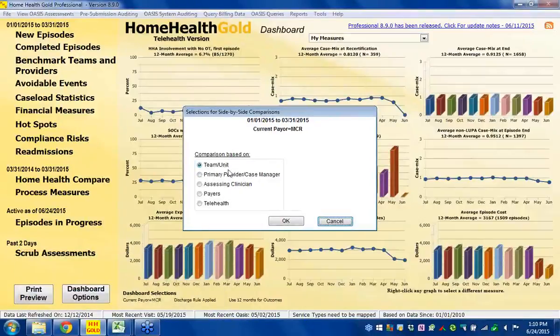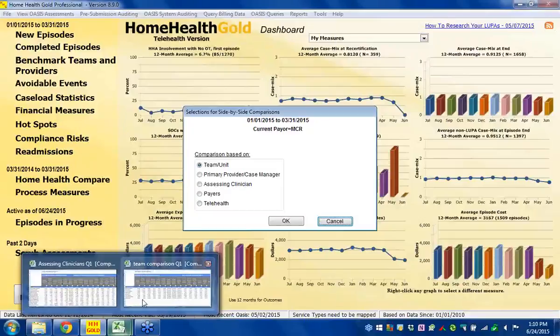You can compare, again, team to team or case manager to case manager. We've added the ability to compare in this same fashion, assessing clinicians to one another, and we'll take a peek at that, payers to one another, and if you have the telehealth module, you certainly can look at those that have telehealth versus those that don't have telehealth in comparison.